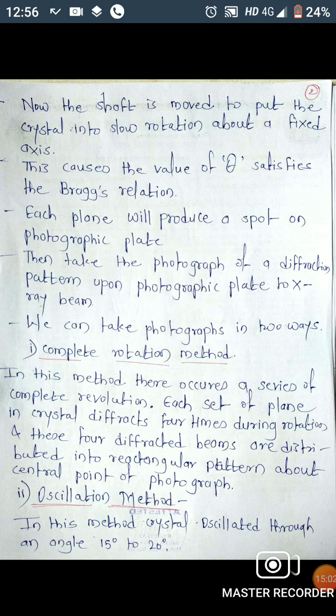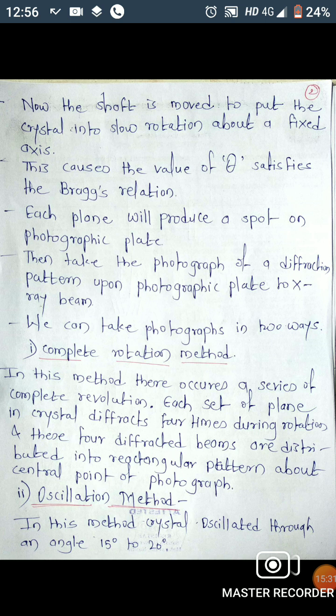value of theta to satisfy Bragg's relation, that is, the n value changes. According to that n value, the lambda value also changes. Each plane will produce a spot on the photographic plate, and then we take the photograph of the diffraction pattern upon the photographic plate exposed to the X-ray beam, and we can take the photograph in two ways. There are two ways to take the photographs of that X-ray diffraction pattern.